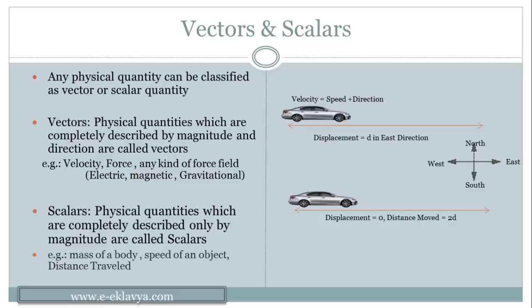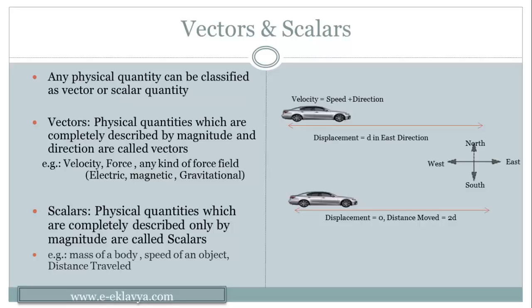Let us understand this concept in a little more detail. When we say velocity, what we mean is the speed combined with the direction of the object. That is called velocity. Speed in itself is a scalar quantity. So let's see what a scalar quantity is. Any quantity which can be completely described only by magnitude is called a scalar.